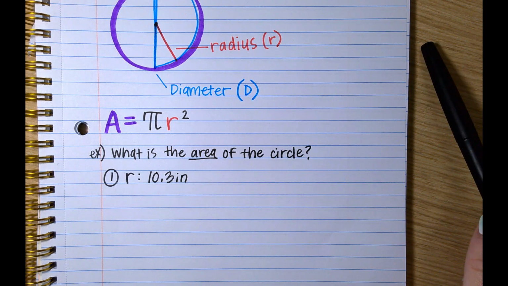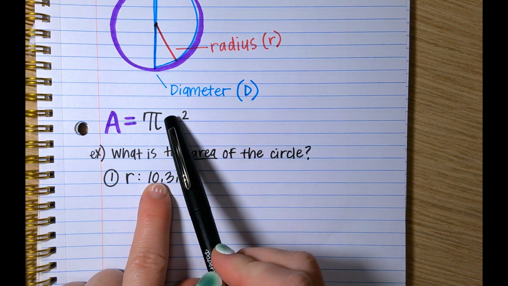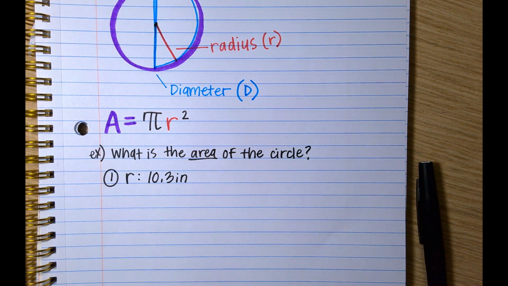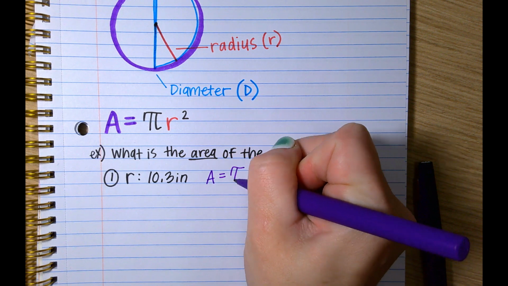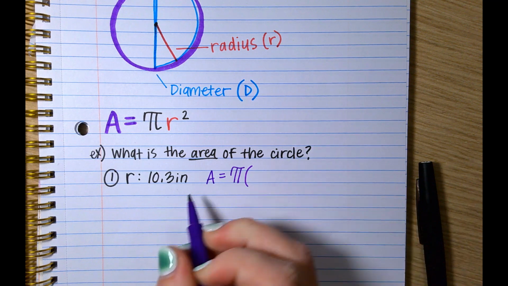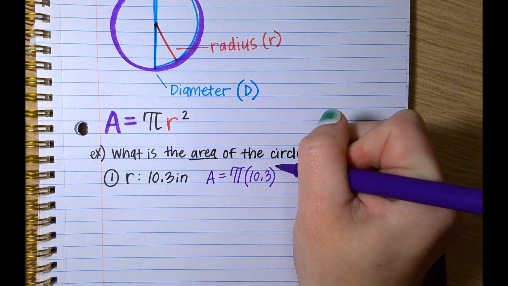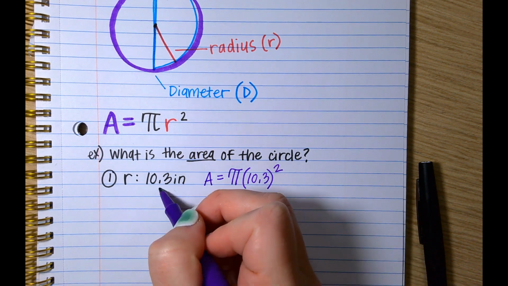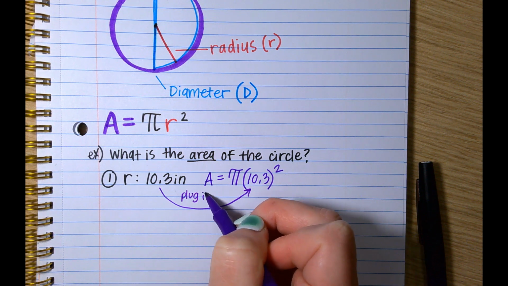We're just going to plug it in. Absolutely. So I'm going to rewrite my formula, and instead of r, I have 10.3. So here's how we'll do that. I'm going to write A for area equals pi, instead of r, 10.3 squared. I'm just plugging that in. So plug it in.